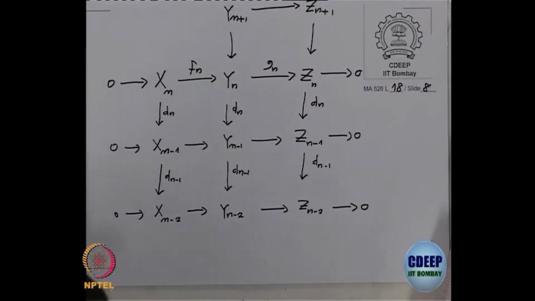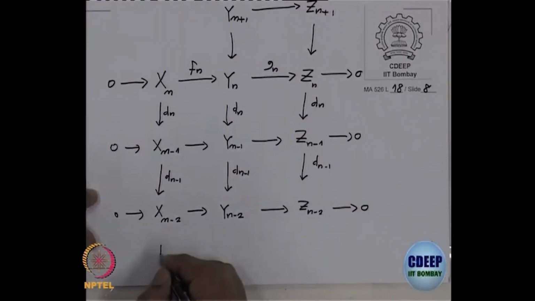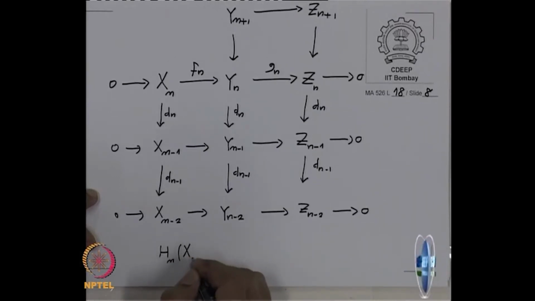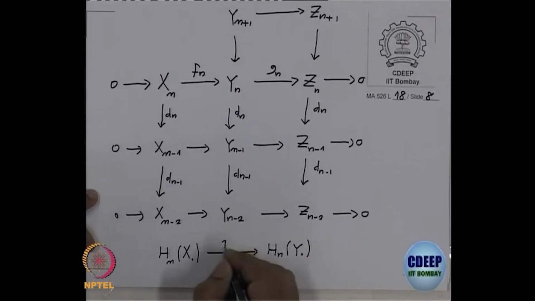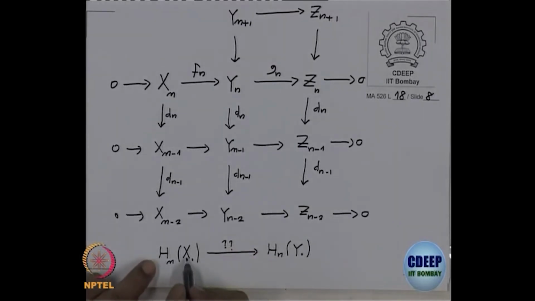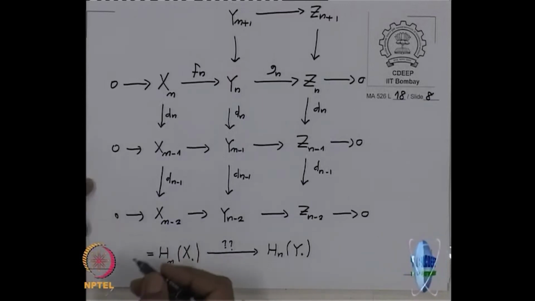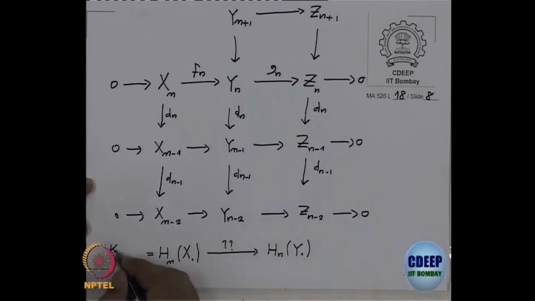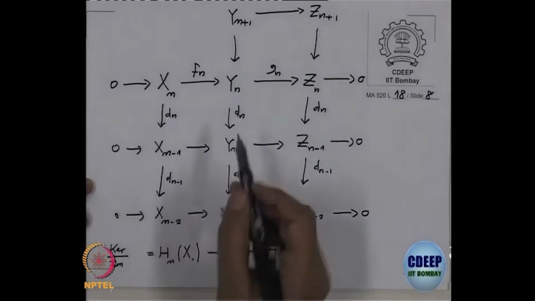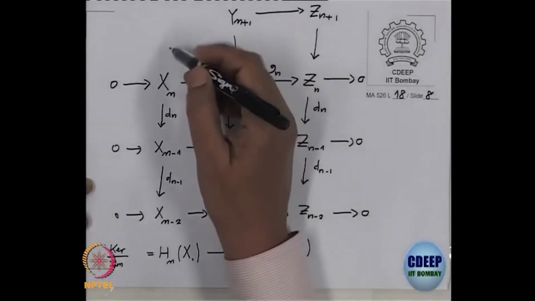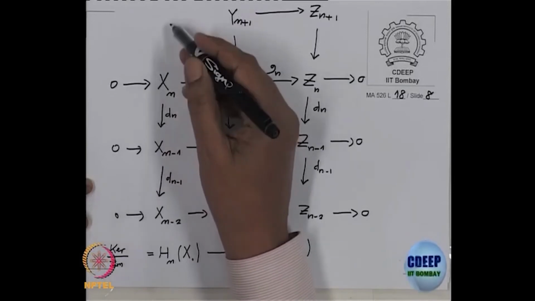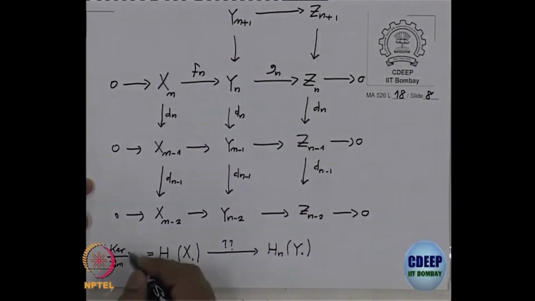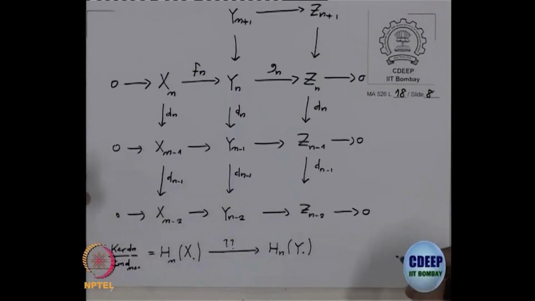And what are we trying to define? We are trying to define a map from Hn of X. to Hn of Y. This is what we are trying to define. So, take any element here. How does any element look? This is obviously kernel by image. Kernel of whom? Oh, it is this stage, right. So, here kernel of dn modulo image of dn plus 1. So, this is kernel of dn divided by image of dn plus 1. By definition.